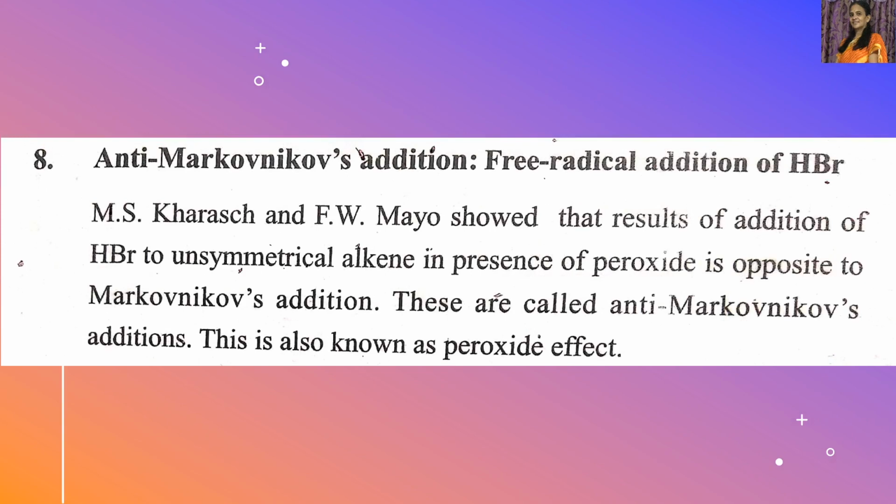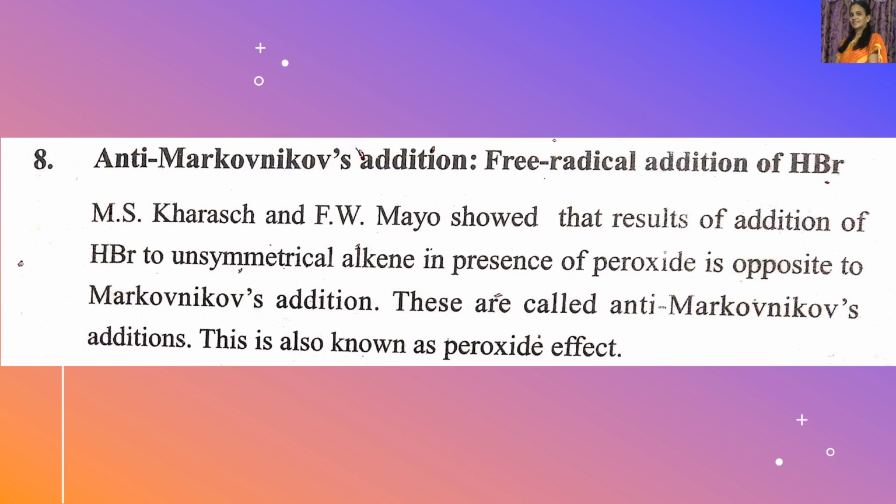Now, the next one: anti-Markovnikov addition, that is, free radical addition of HBr. So what happens in free radical or anti-Markovnikov addition, and which is the major product, let's discuss. Here MS Kharasch and FW Mayo showed that the result of addition of HBr to an unsymmetrical alkene in the presence of a peroxide is opposite to Markovnikov's addition. So this is known as anti-Markovnikov's addition, and it is also known as the peroxide effect, or the Kharasch effect.